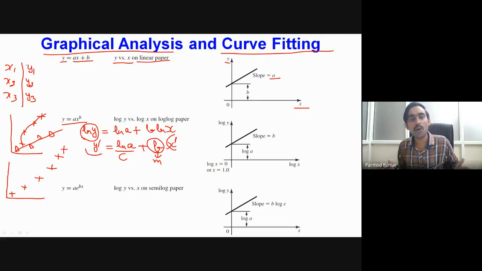So it means y dash is equal to c plus mx. It is becoming nothing but our straight line equation. So it means if I plot y dash and x dash on our linear scale, it will be showing the straight line. Okay, but our data is in the form of y and x, so we will try to plot it in the form of y and x only.